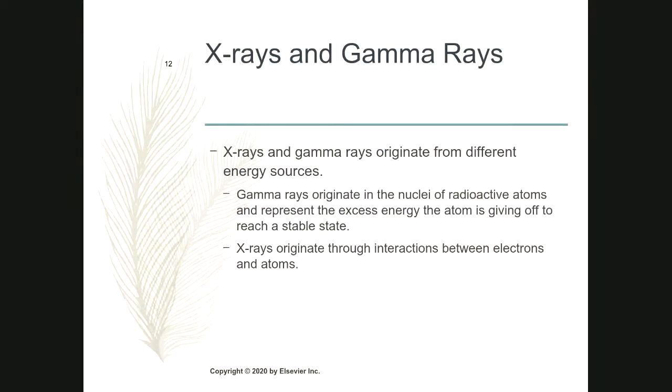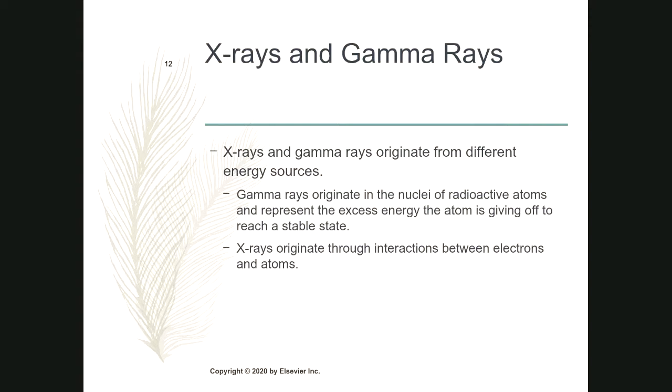X-rays, on the other hand, originate through an interaction between electrons and atoms in the X-ray tube. So we actually create X-rays in the X-ray tube between the electrons and the tungsten atoms on our target. Gamma radiation comes from the nucleus. X-rays come from the orbital shells. So again, I'll show you that in the other video.